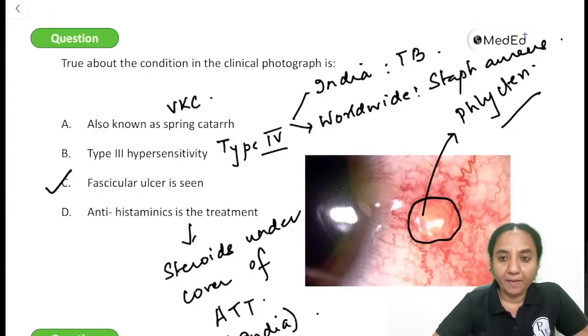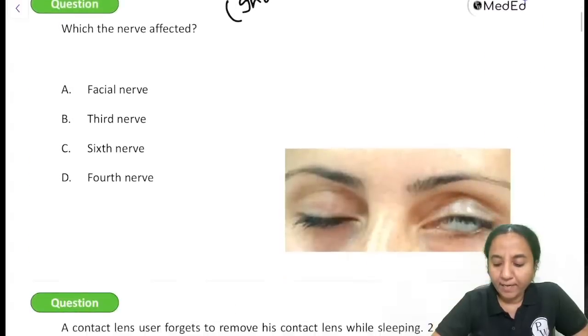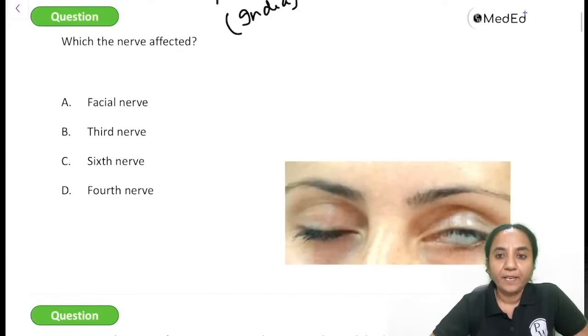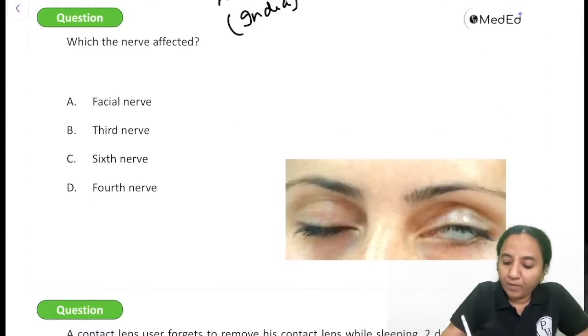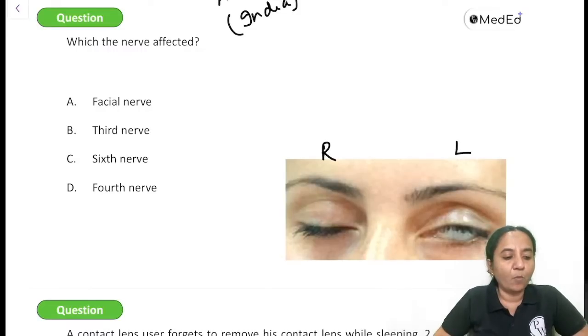Let's go to the next question. Which is the nerve affected here? So we have to look at this image. Look at this. This is the right eye. This is the left eye. What can we see in this picture?